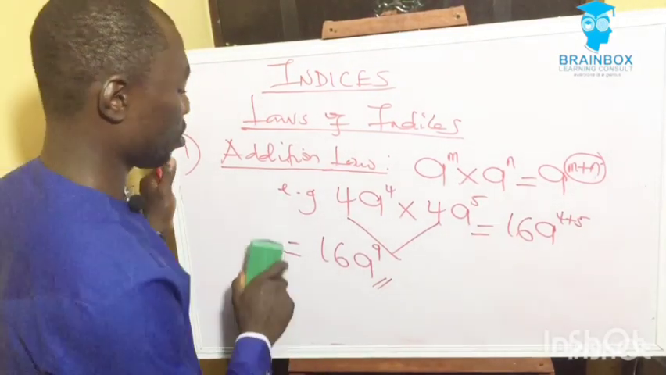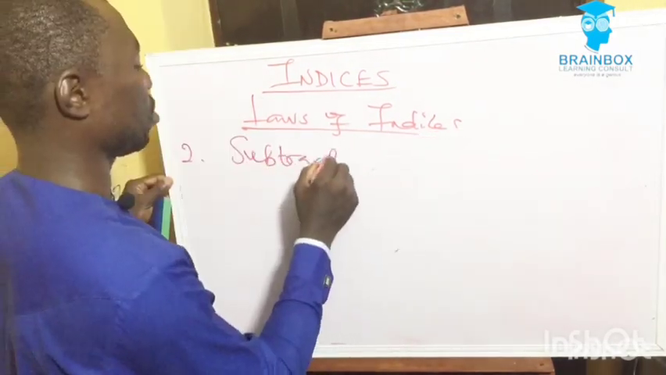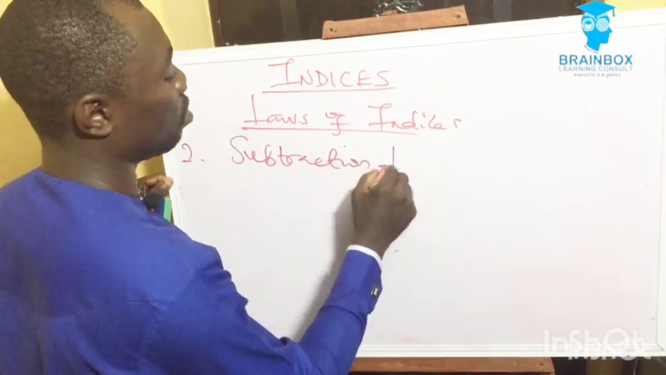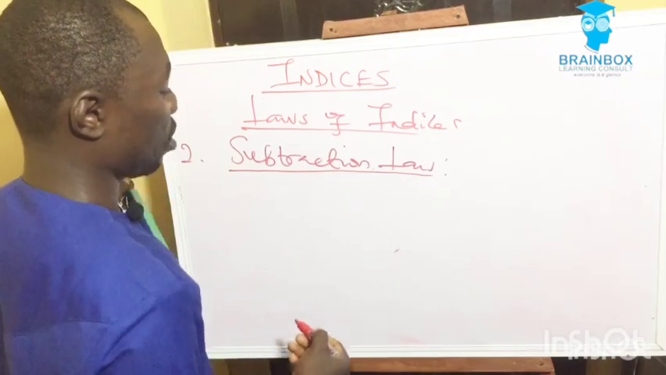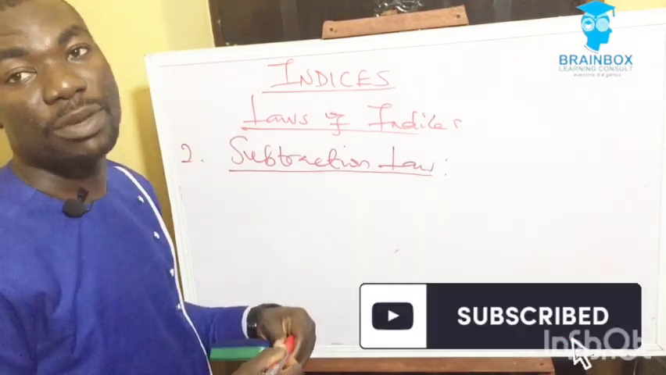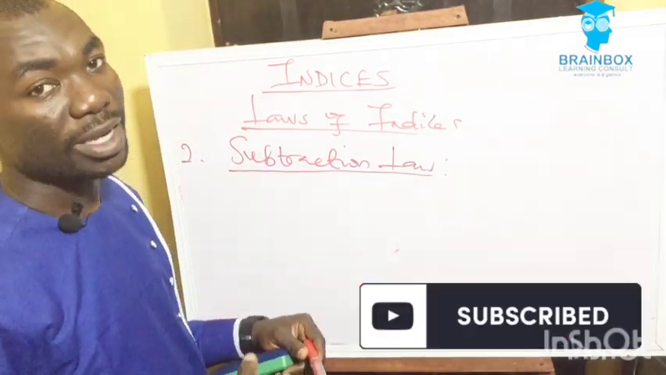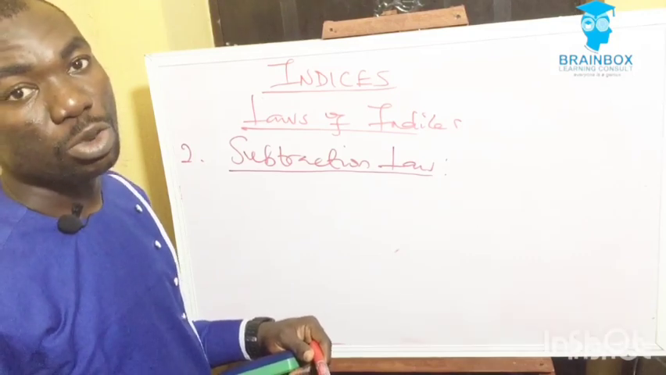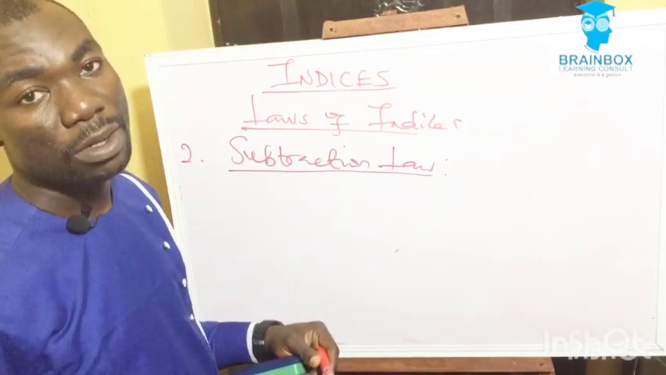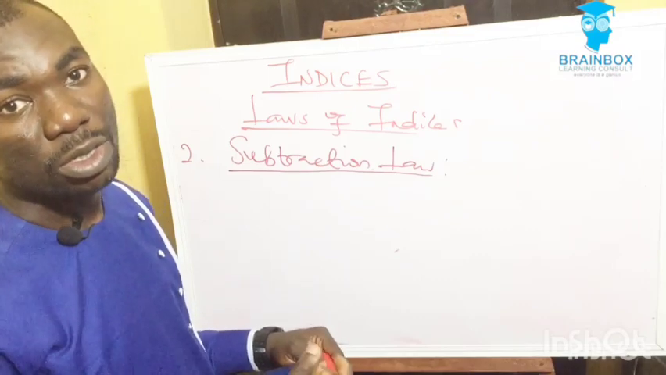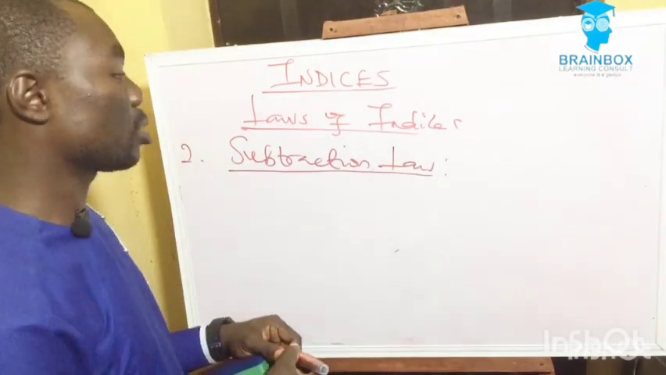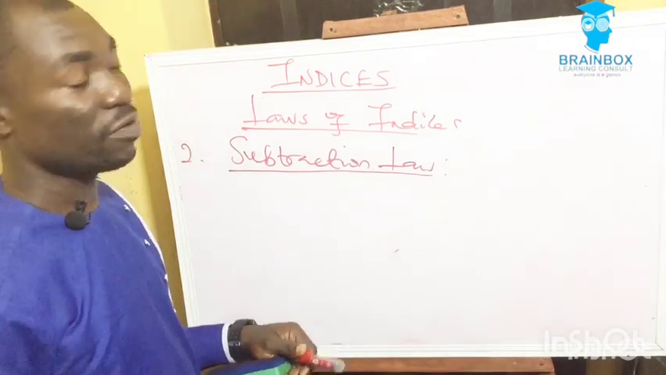Quickly, let's talk about the subtraction law. In the subtraction law, when two or more same bases are divided, you subtract the power. That's all. When two or more same bases are divided, all you just need to do is subtract the power. So the subtraction law goes with division.